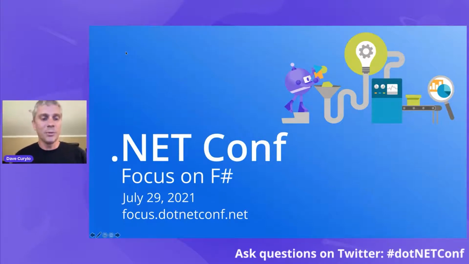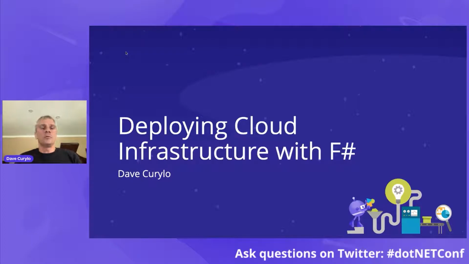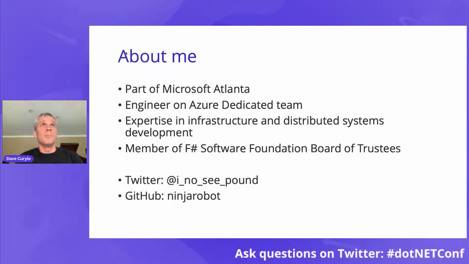All right. Thank you, everyone. Again, my name is Dave Curlo. I'm going to go over deploying some cloud infrastructure with F Sharp. Just about me real quick. I'm part of Microsoft Atlanta. I reside in Atlanta, Georgia. I'm an engineer on the Azure dedicated team. We do lots of F Sharp, use F Sharp in some of our stack.